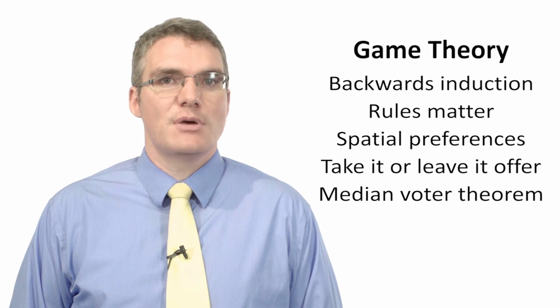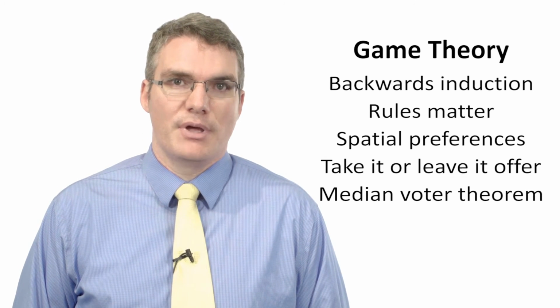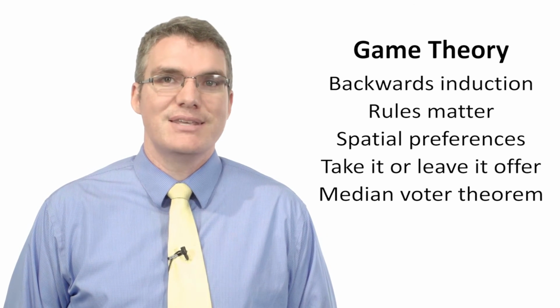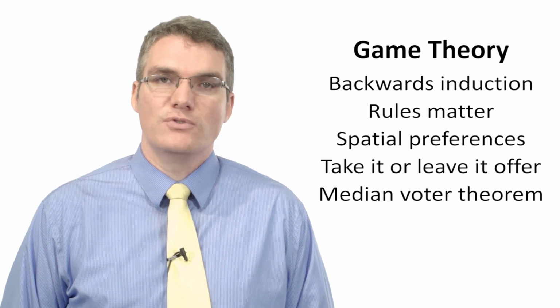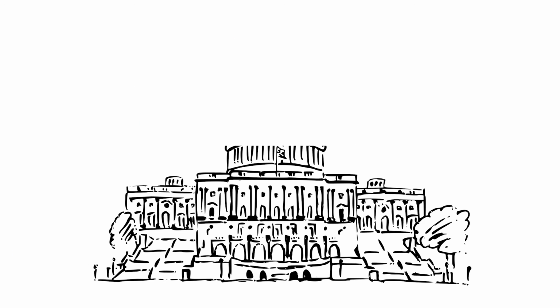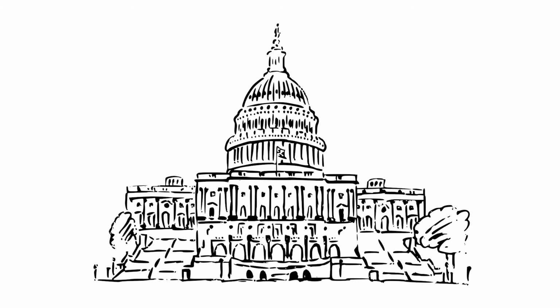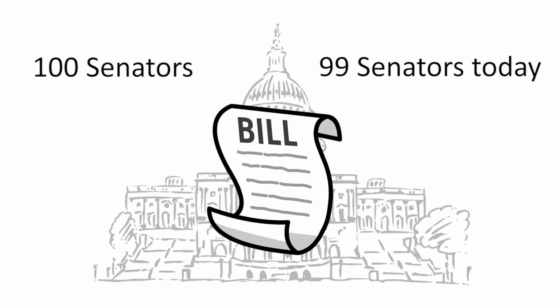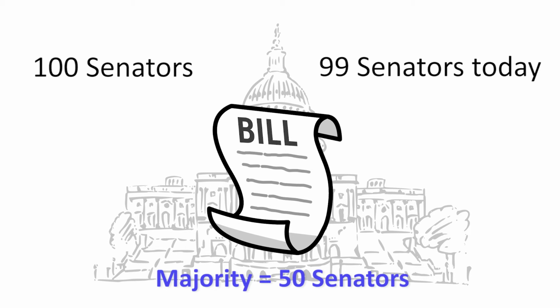But we also looked at something called the median voter theorem that says when we vote according to majority rule, the bill passes if and only if the median votes for the bill. So let's try this out in the Senate. Final passage of a bill in the Senate is by majority rule. There are 100 senators. But let's assume that there are only 99 senators there today. That gives us an odd number and makes finding a majority easier. A bill passes if it gets a majority. That means you need 50 senators to pass.